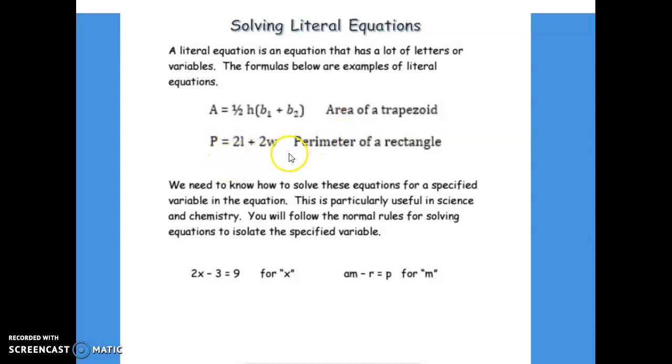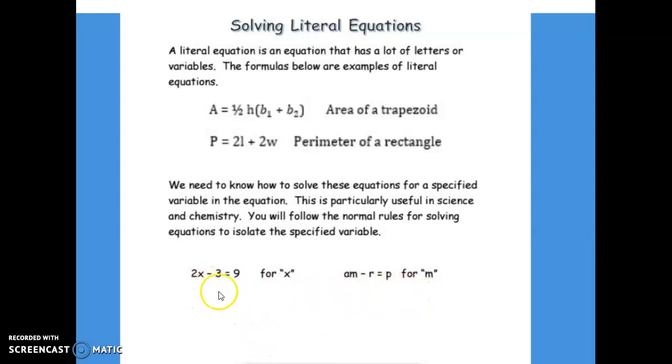And what we're going to try to do with the literal equations is solve it for a specific letter. So maybe instead of solving it for A in this point, you could solve it for H or one of the bases. Okay, so let me show you. And it's really pretty simple. It's kind of like doing an algebra problem. You're going to do all the steps as you would an algebra problem. Okay, but it's just going to be a bunch of letters.